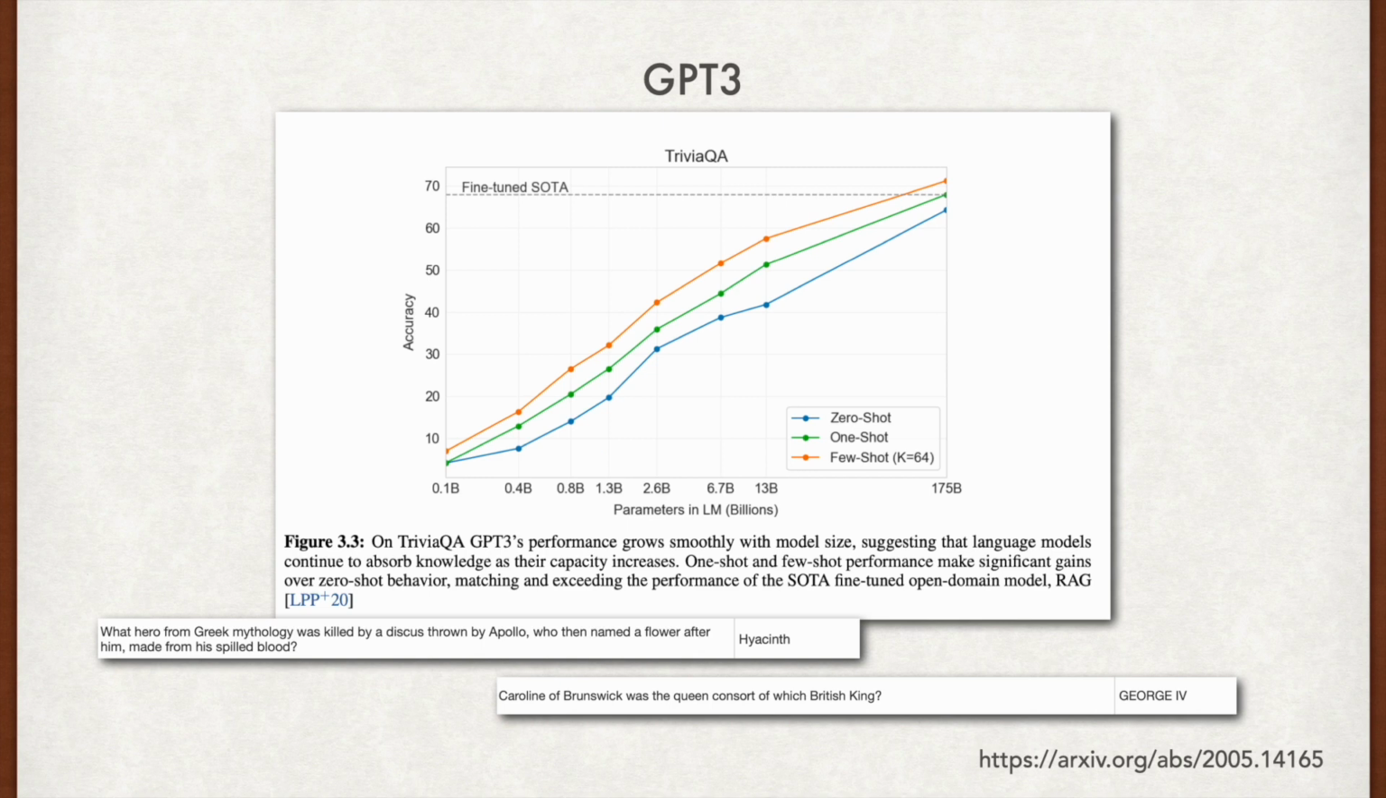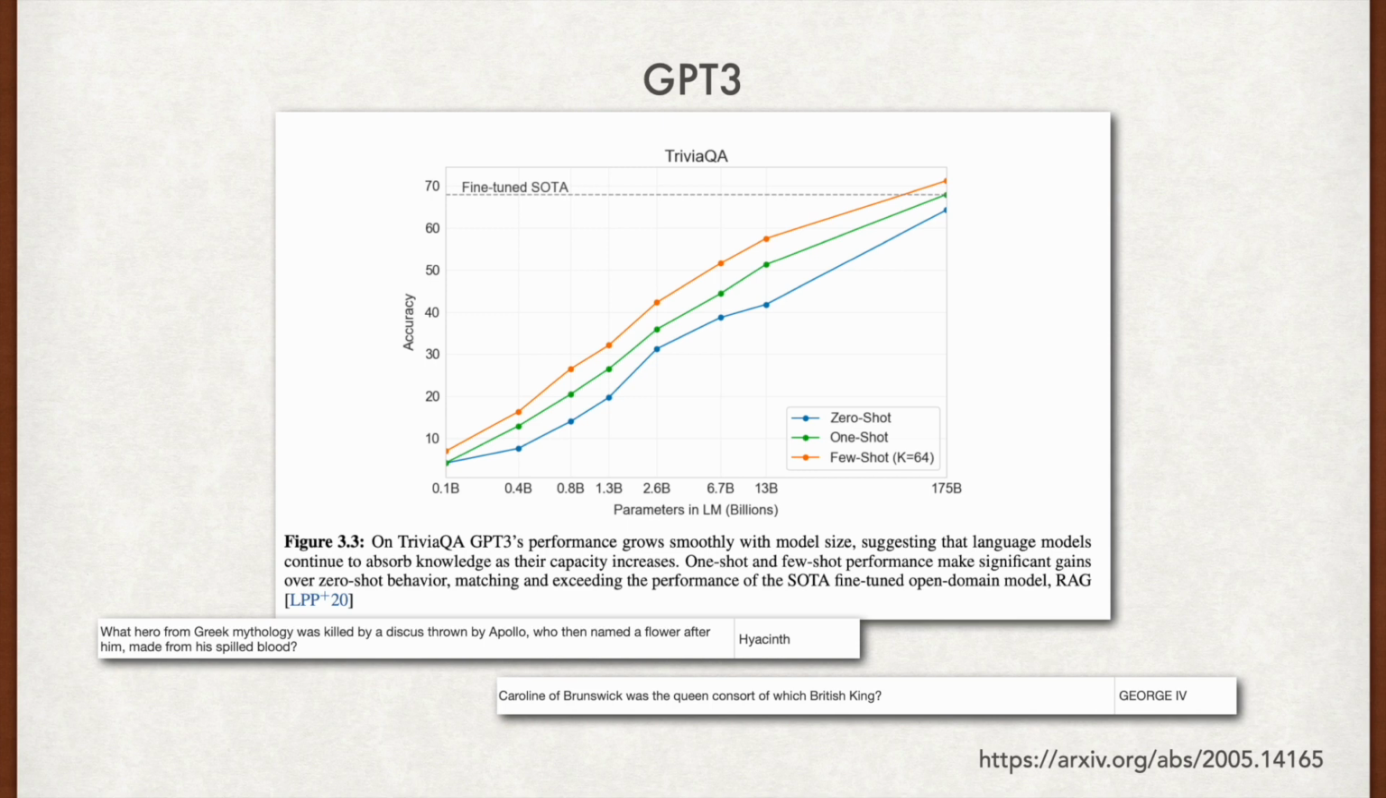The questions sometimes might be quite hard to answer, like for example, what hero from Greek mythology was killed by a discus thrown by Apollo, who then named a flower after him, made from his spilled blood? Or Caroline of Brunswick was the queen consort of which British king?